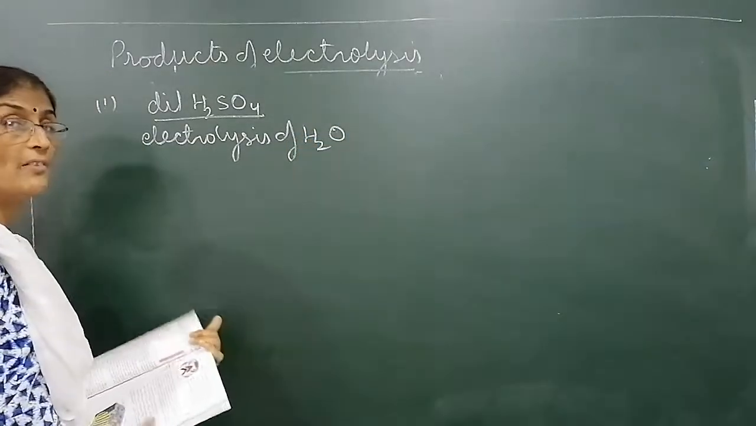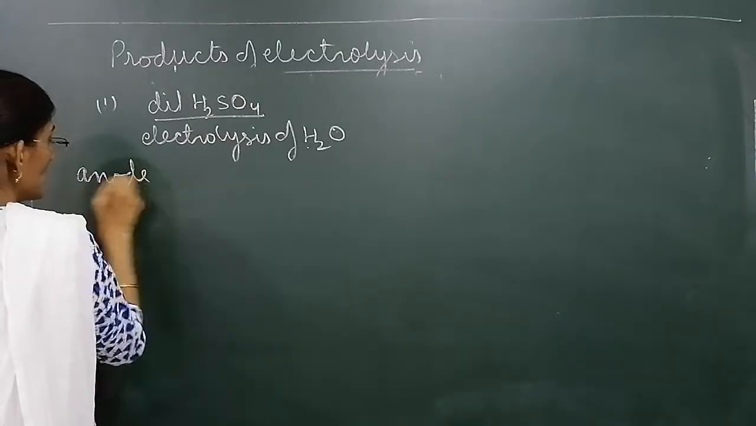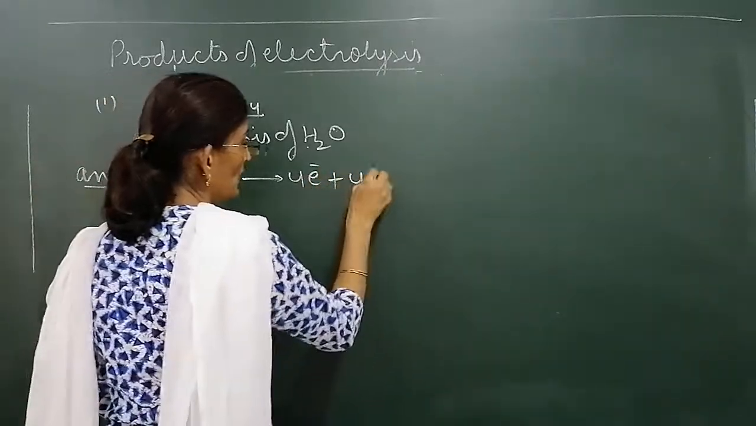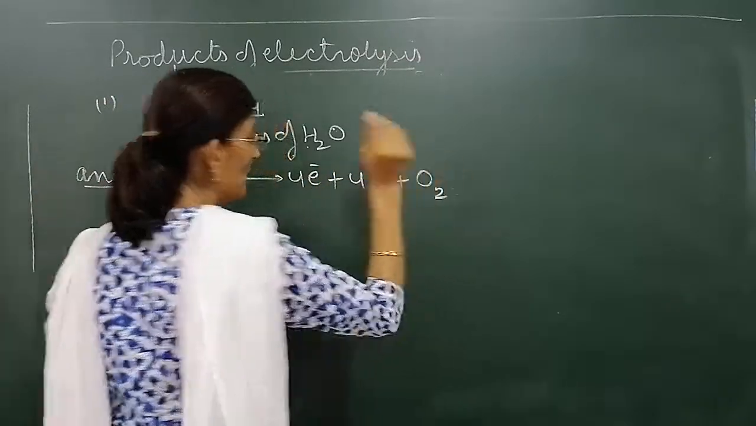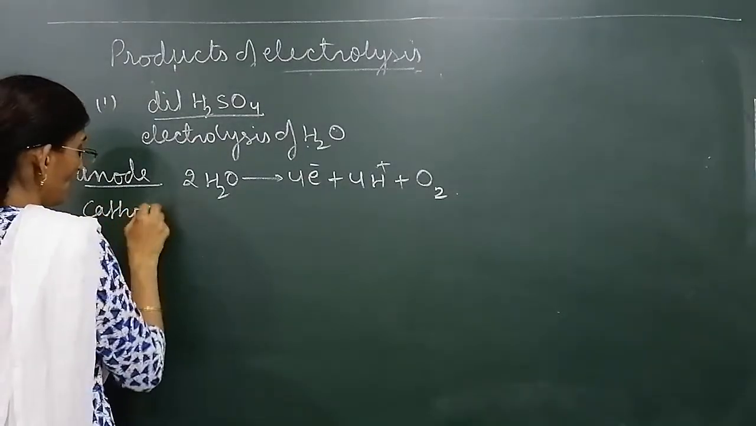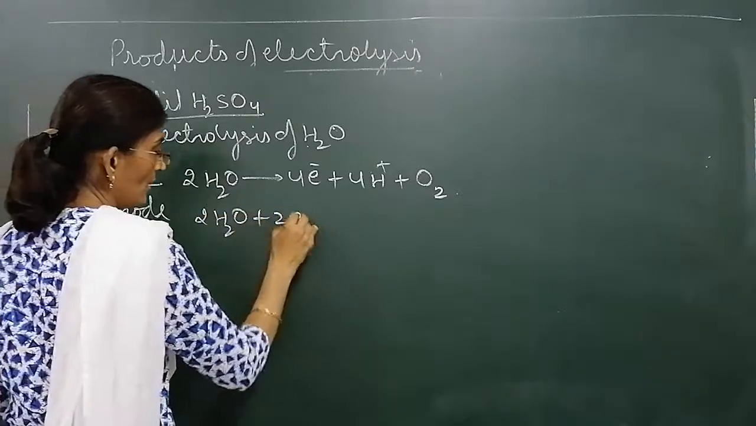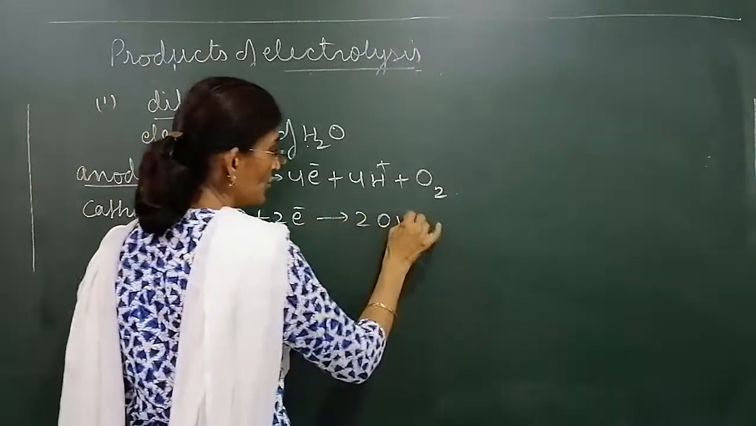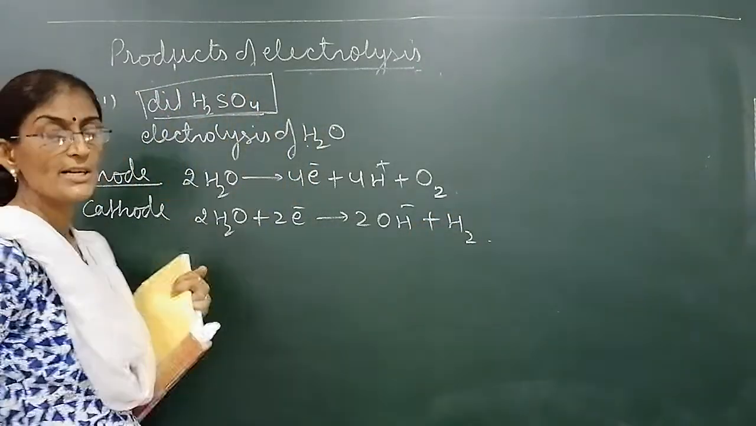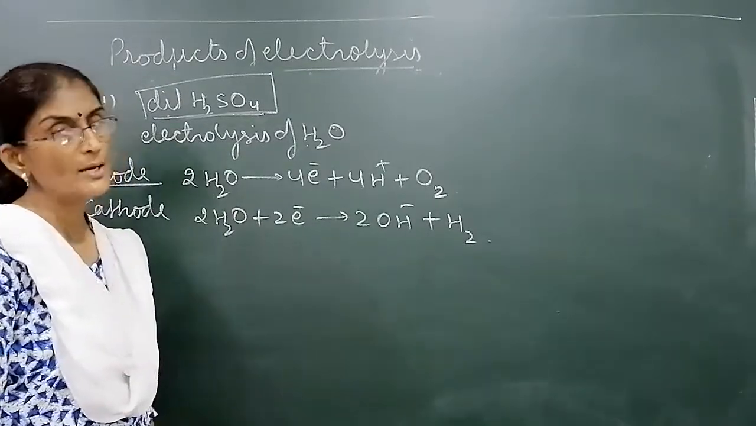And what are the products obtained when electrolysis of water takes place? At the anode, oxidation takes place. The water molecule loses 4 electrons, gives 4H plus, and oxygen gas will be produced. The balanced equation you have to remember for numericals. At the cathode, reduction takes place, it accepts electrons, forms OH minus, and hydrogen gas will be produced. So when a dilute solution of H2SO4 is electrolyzed, it is simply electrolysis of water. Hydrogen gas and oxygen gas will be produced.